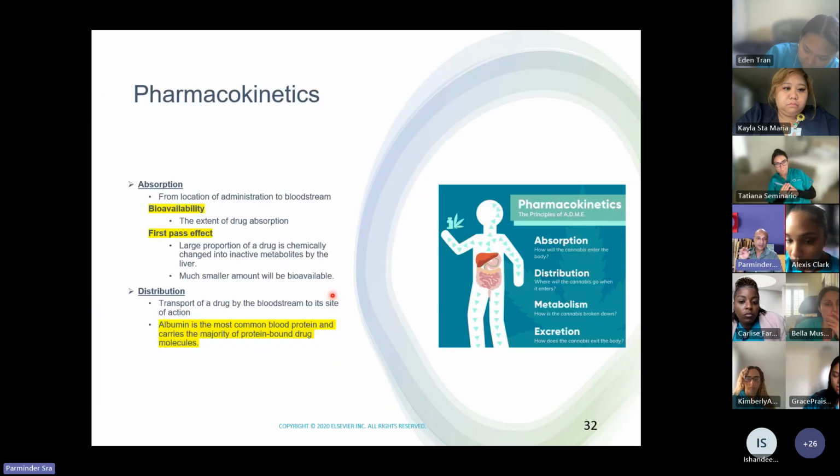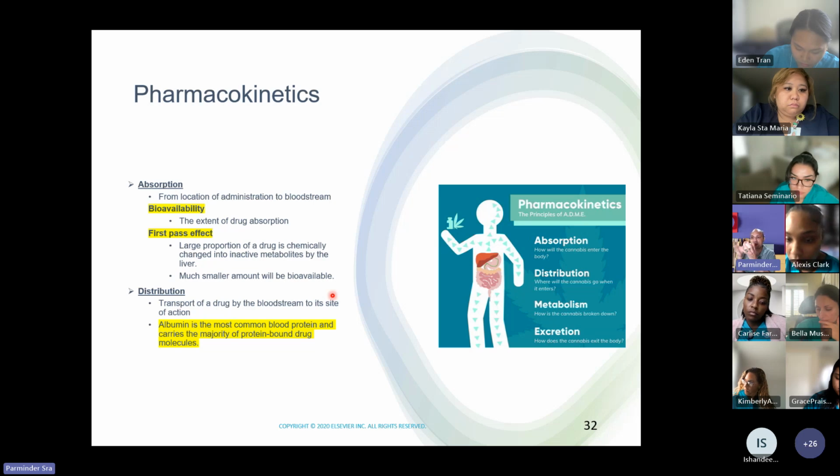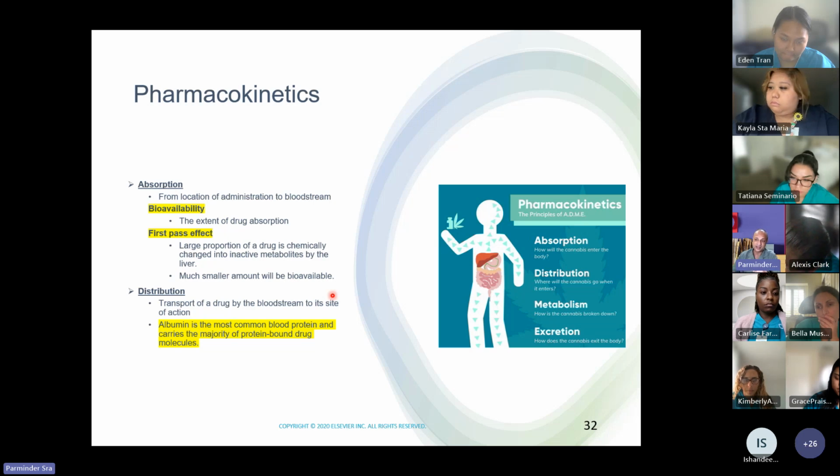Now, pharmacokinetics, we just talked about it. Pharmacokinetics is the movement of the drug in the body, right? Now, we talked about parenteral drugs. They bypass the first pass effect of the liver, and the whole drug is available. They are the fastest one. Now, bioavailability is the amount of drug available to produce its therapeutic effect. At the bottom, it says something about a blood protein. Why is that important? Albumin is the most common blood protein and carries the majority of protein-bound drug molecules.